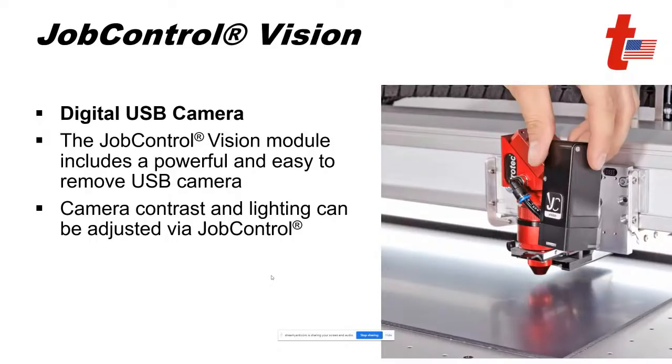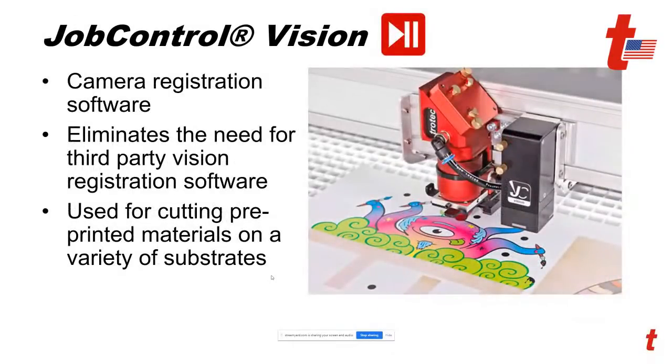And what this allows is, it's a USB camera system that allows for a camera to be put into place, and then it optically finds the registration points and then gives you a perfect cutout. It is a great material because the camera actually uses registration software, and what it does is it goes out and finds the registration points, and eliminates the need to use third-party software for cutting pre-printed materials. It allows you to cut pre-printed materials on a variety of materials or substrates. It'll work on pretty much any material.